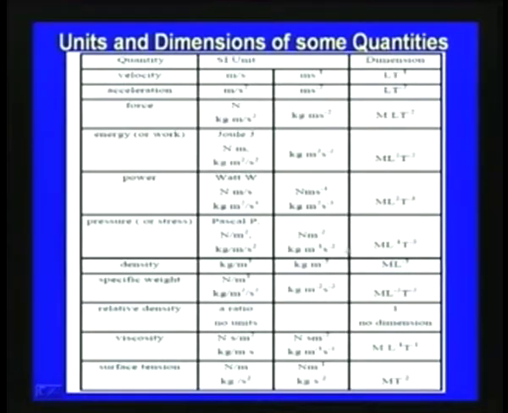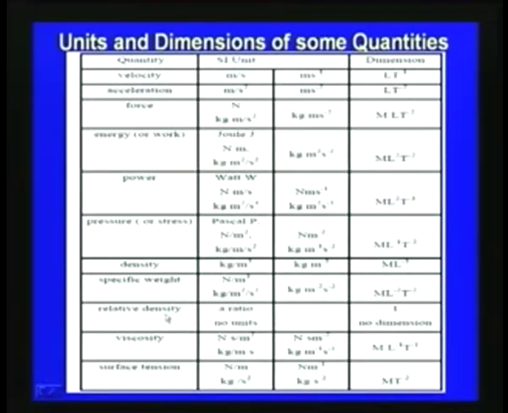and its corresponding dimension is M L to the power minus 1 t to the power minus 2. Next one is density, its unit is kilogram per meter cube, and dimension is M L to the power minus 3. M stands for mass, L stands for length, and T stands for time. And now for specific weight, the unit is Newton per meter cube or kilogram per meter square per second square. So, the dimension is M L to the power minus 2 t to the power minus 2.